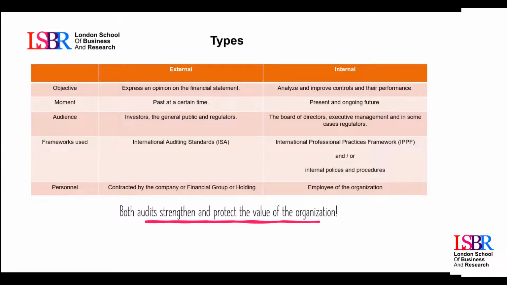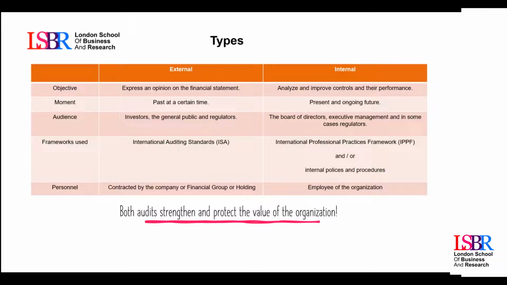Additionally, the audience. For example, in external audit, the result of the work of the external auditors is an opinion. So this opinion is helpful for investors and regulators, or in general, the public. And in the case of internal audit, the report of the internal auditor goes to the board of directors, the executive management, or in some cases, regulators too. But internal audit works inside the company, and external inside and outside the company.